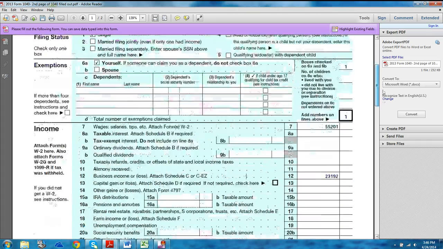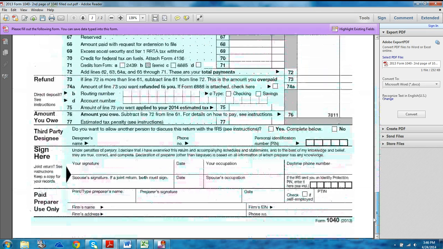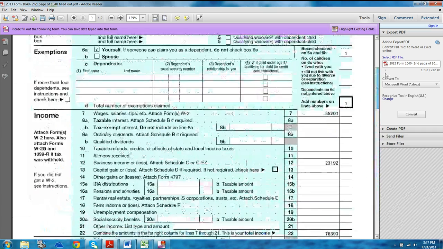So it's 2 pages long, as I said. This is kind of what it looks like. And the final numbers are right here. You're either going to get a refund or you're going to owe. And that's what all this is about.